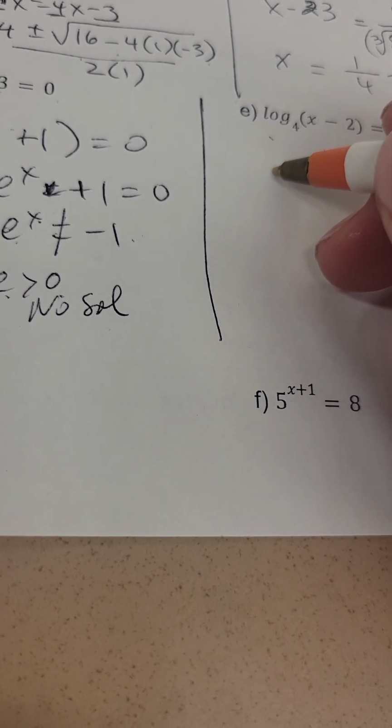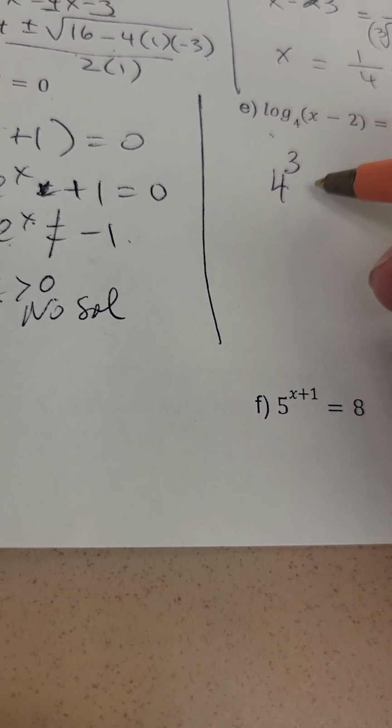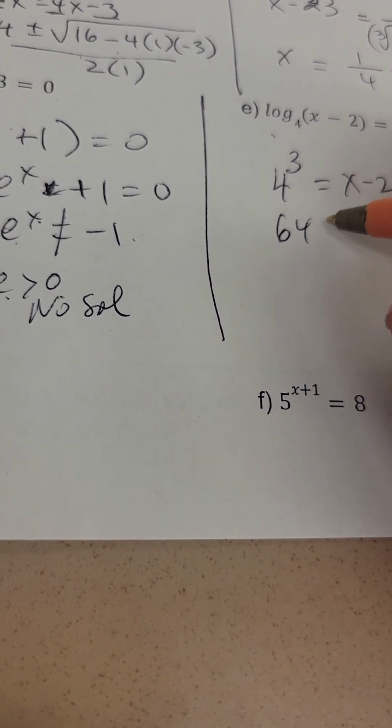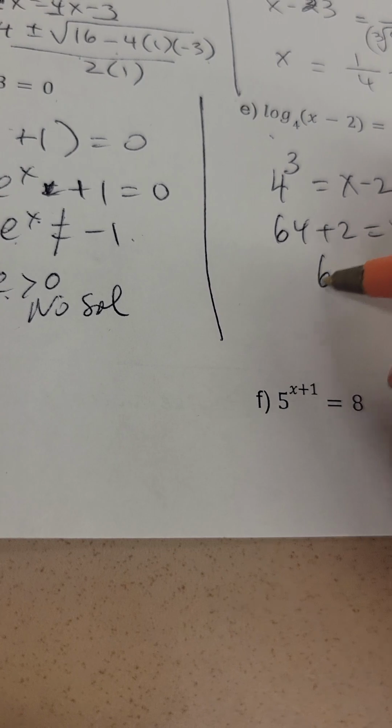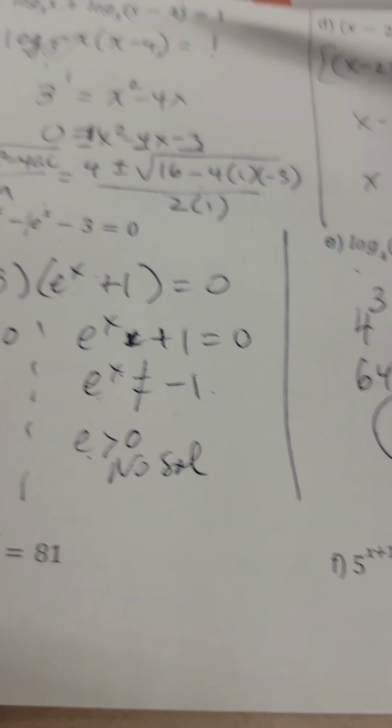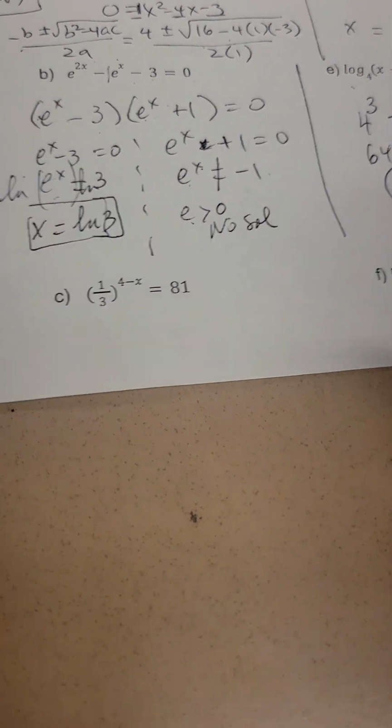This one here, again, we write this in power and exponent form to get rid of the log. This is 64 plus 2 equals x. Okay, this is much easier than part A, so I don't know why they put E after A, but whatever. Okay, I'm going to do F next.